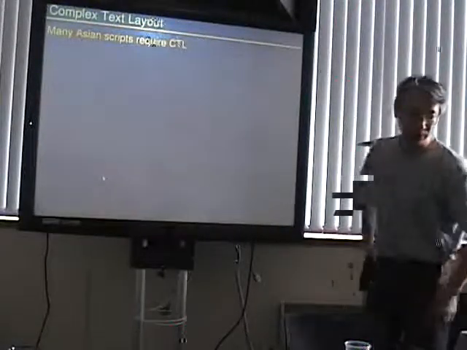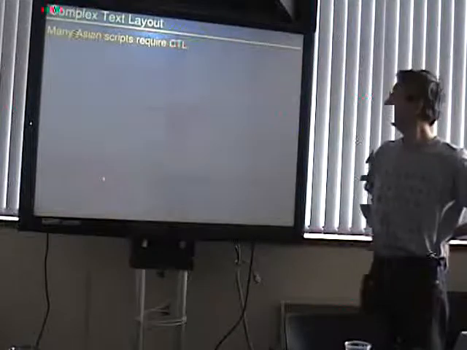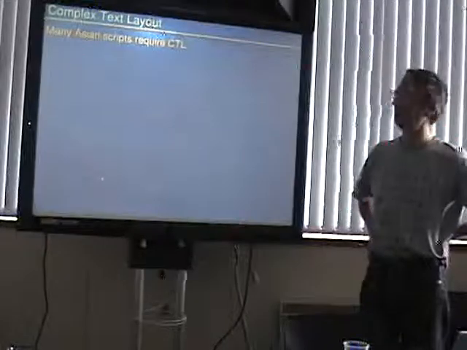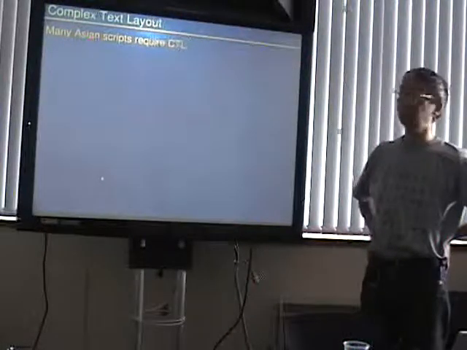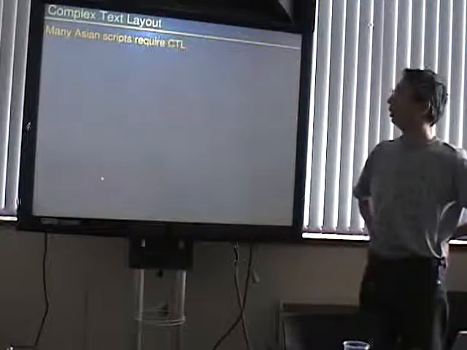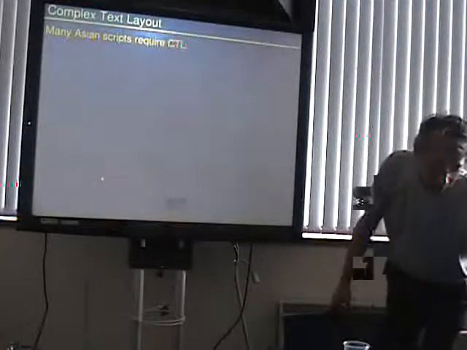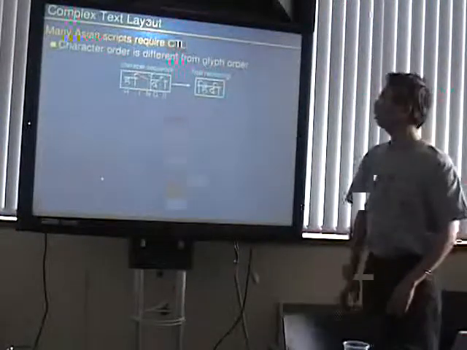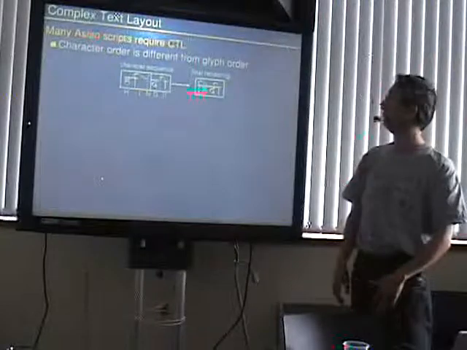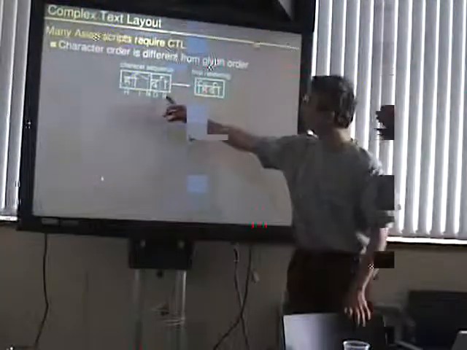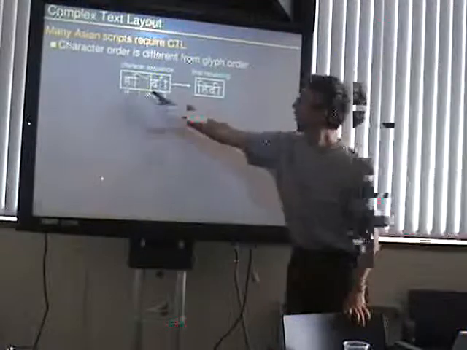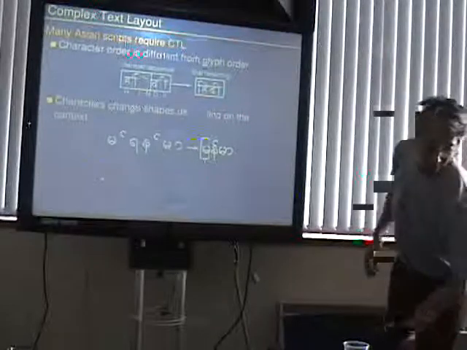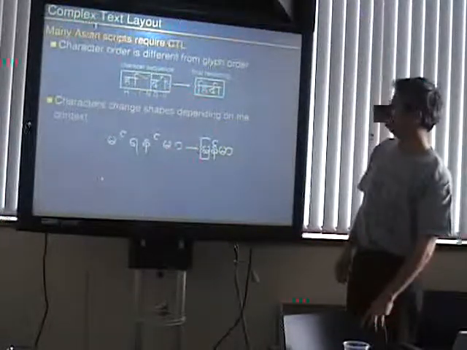So today I'd like to talk about how our library, our FLT format, does complex text layouts. Many Asian scripts require CTL, as you already know. For instance, character order is different from glyph order. So this is the Devanagari case. In Hindi, this I vowel should be placed before the base consonant. And characters change shape depending on the context.